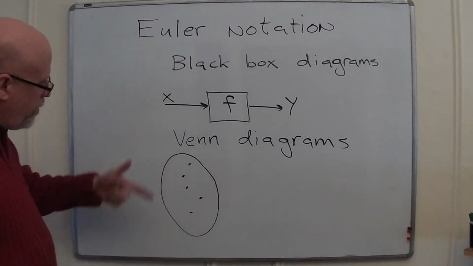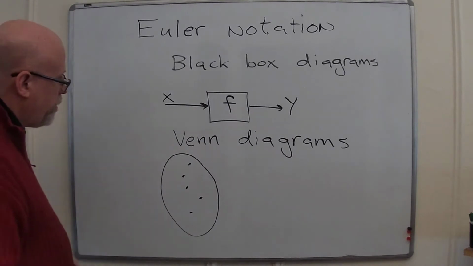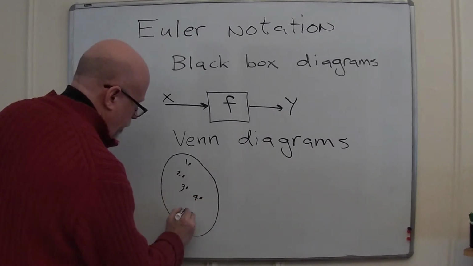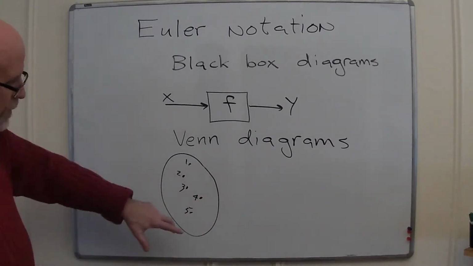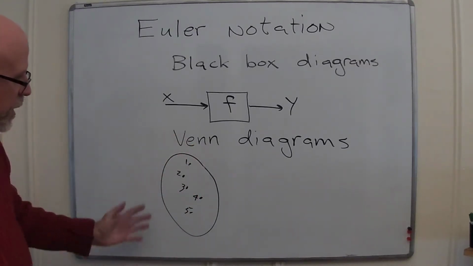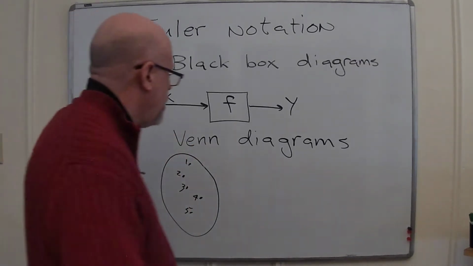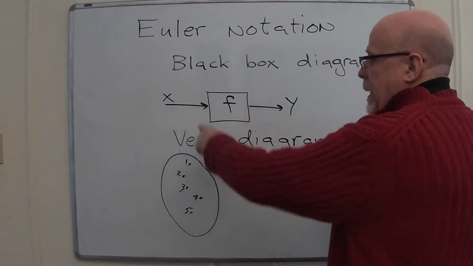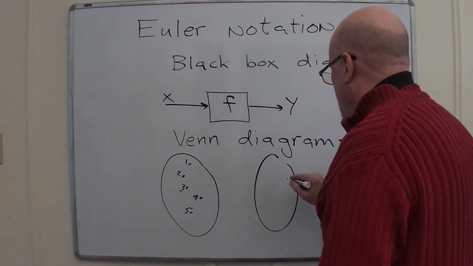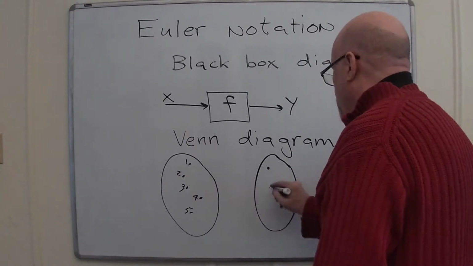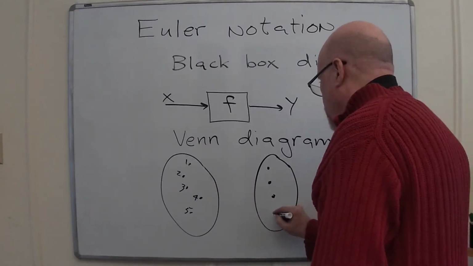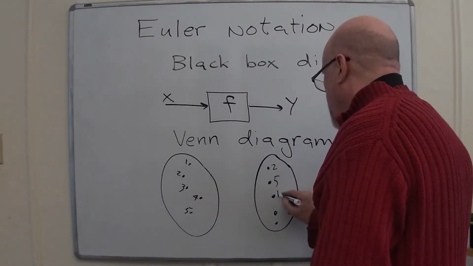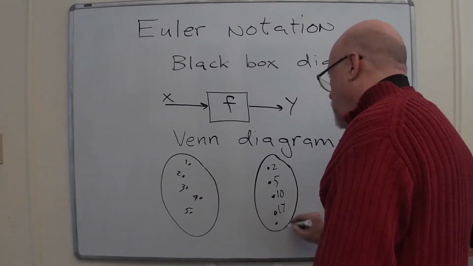If you have particular elements in mind for what goes in the set, you might label them. Like I could have 1, 2, 3, 4, and 5 in that set. But you can be more generic. All the points in there might be elements that the function can act on. This one here is going to be possible values for x. And I'll have a second loop over here with possible values for y. In fact, let me give you some y values over here: 2, 5, 10, 17, and 26.